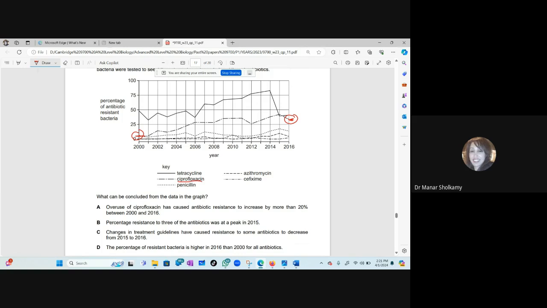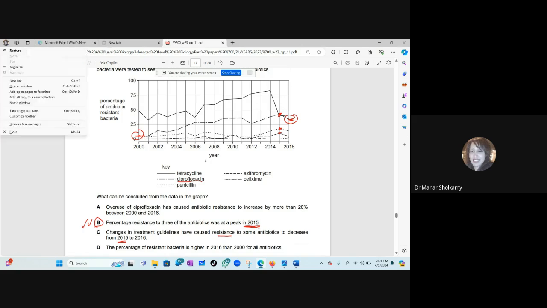B, okay, you read and you tell me A, B, C, or D, because I'm exhausted. I'll read it with you. B: percentage resistance to 3 of the antibiotics was at peak at 2015. I'll go to 2015. This is 1, this is 2, this is 3. B looks correct to you or not? Yes. It looks correct. C: Changes in treatment guidelines have caused resistance to some antibiotics to decrease from 2015 to 2016.